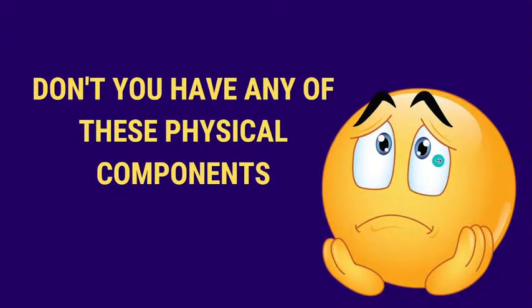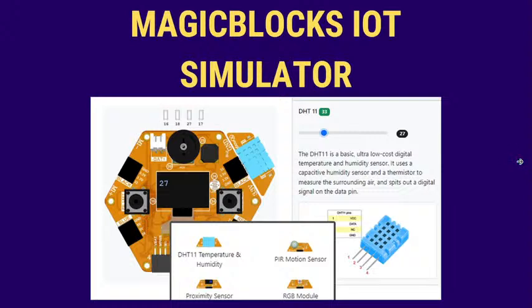Okay, now you will feel upset because you don't have a Magicbit with you. You don't have any DHT11 sensor with you. How are we going to do this activity? Don't worry, there's a solution. In the beginning I also told you, though you don't have any hardware components with you, you can still try out these examples with the Magicblocks IoT simulator.